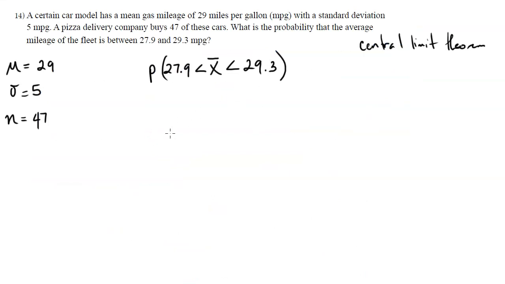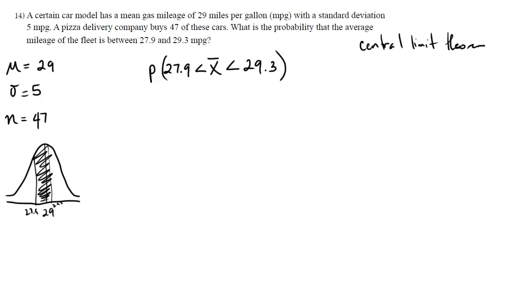Because we have to standardize these values. Same idea, right? I can draw my little picture if I need to. My mean here is 29, right in the middle. And we want to know what's the probability that the average is between 27.9, let's say that's about there, and 29.3 is right up there. So we want in between these two values.